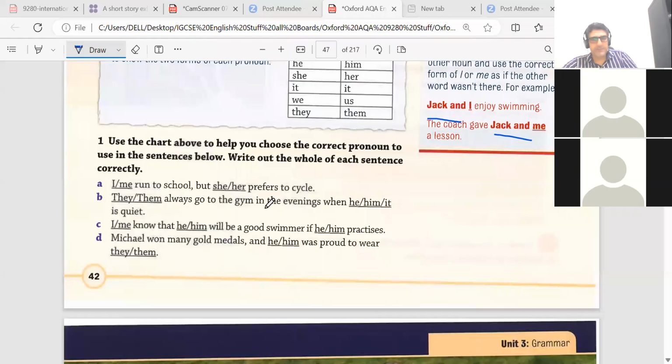Can you see my screen? Please, in your book, page 42, choose the correct pronoun quickly, please. You have 1 minute to finish it. Choose the right pronoun.